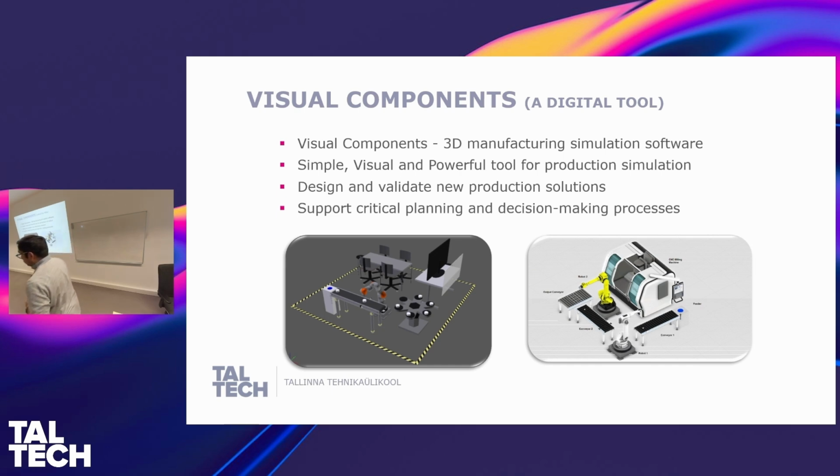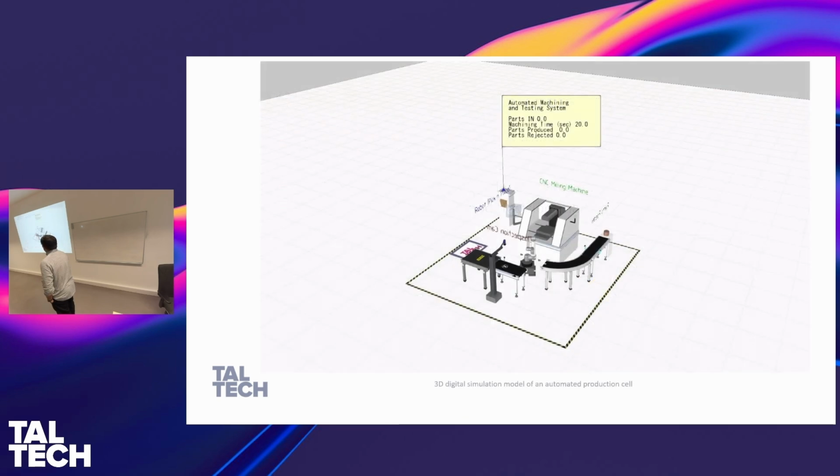3D is good to have because it's immersive, more to the point, and you can even see some critical movements of, let's say, the robot. So there are a couple of examples here, I think from the visual components. I think Vladimir perhaps showed you this simulation last time, or not.